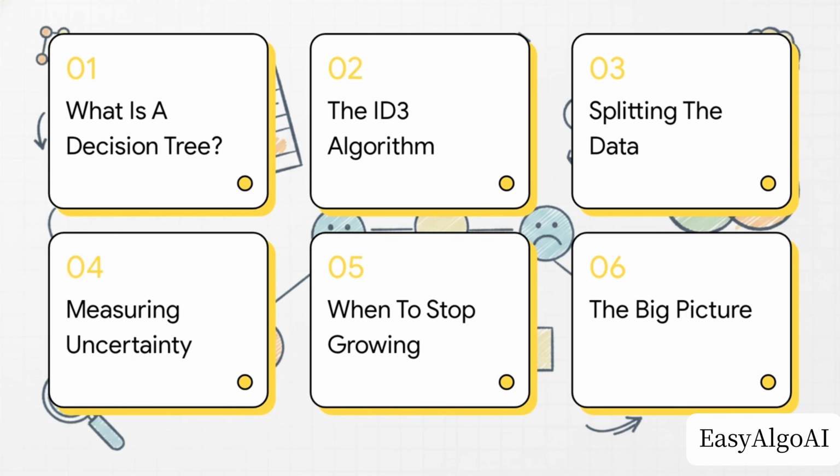Here is our roadmap for this explainer. 1. What is a decision tree? 2. The ID3 algorithm process. 3. Splitting the data. 4. Entropy, measuring uncertainty. 5. When to stop growing. And 6. The big picture.